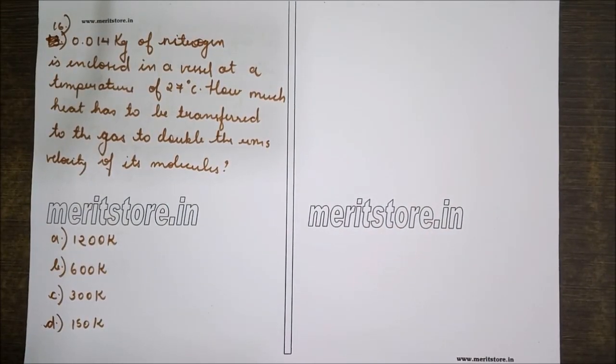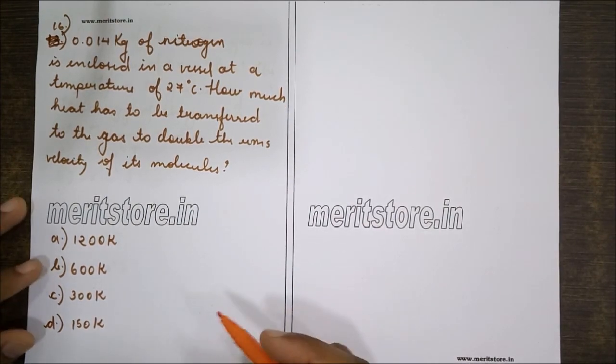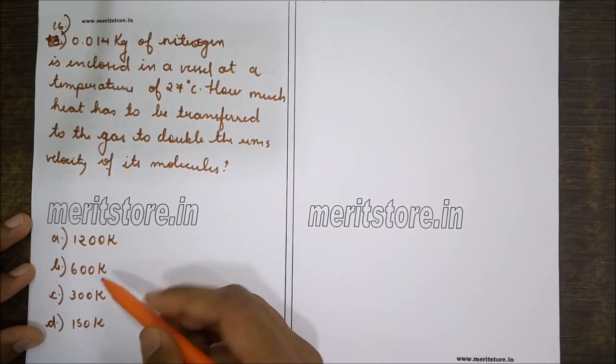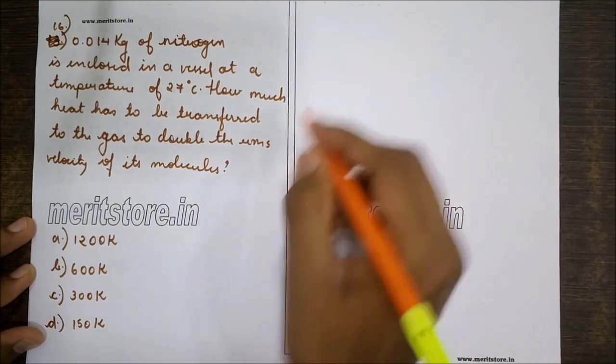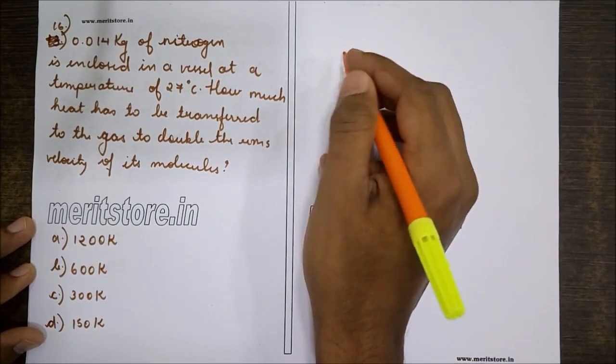0.014 kg of nitrogen is enclosed in a vessel at a temperature of 27 degrees Celsius. How much heat has to be transferred to the gas to double the RMS velocity of its molecules? The options given are 1200 Kelvin, 600 Kelvin, 300 Kelvin, and 150 Kelvin. In this question, the options are given in Kelvin and they've asked for heat. So probably we need to find out the temperature of the gas, the final temperature.